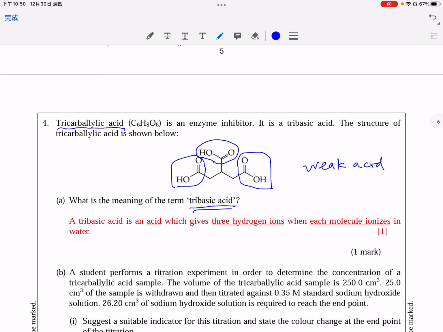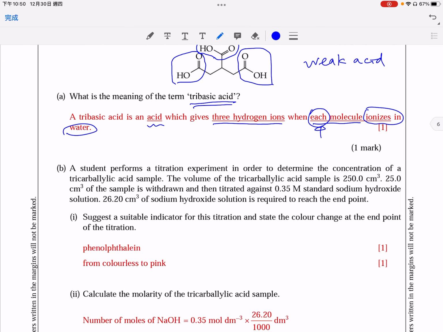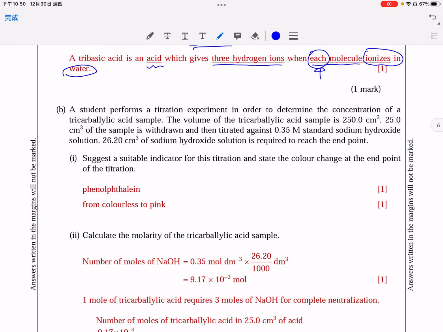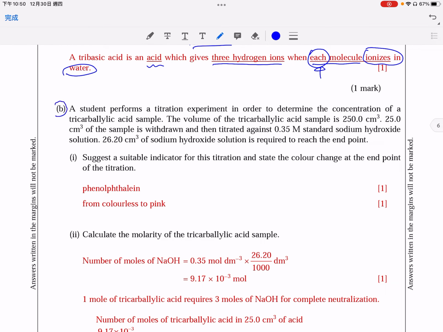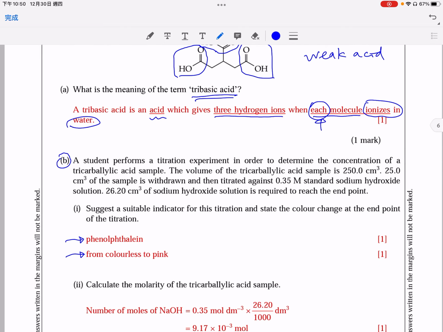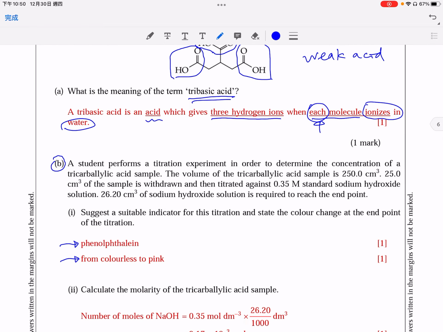So, the meaning of a tribasic acid, first of all, it is an acid that gives 3 hydrogen ions when each molecule ionizes in water. Part B. When I marked your paper, I found quite a number of you could not mention the correct acid-base indicator, and of course, the correct color change of the indicator at the end point. Make sure you know how to determine the answers.